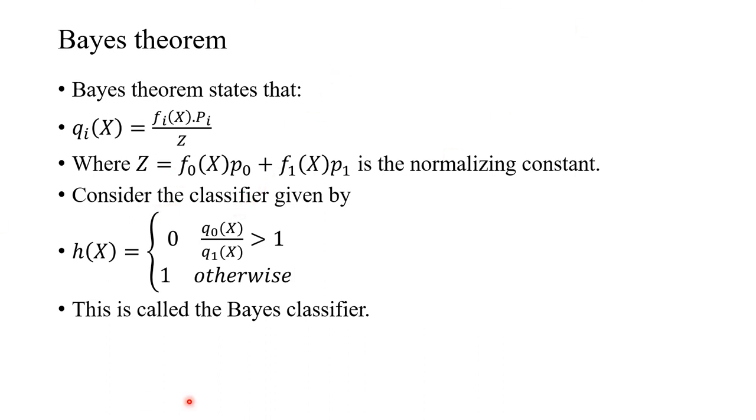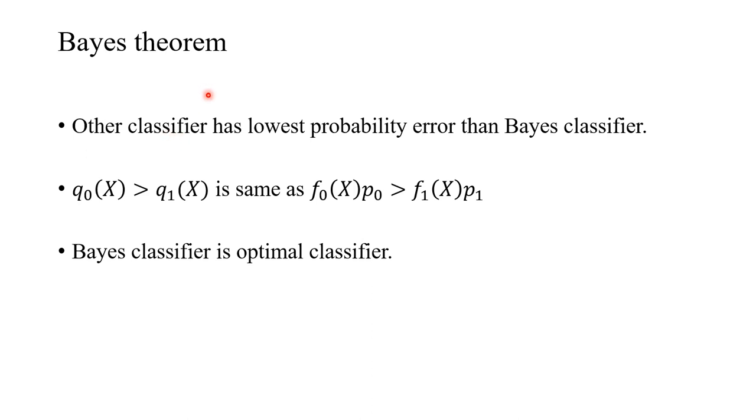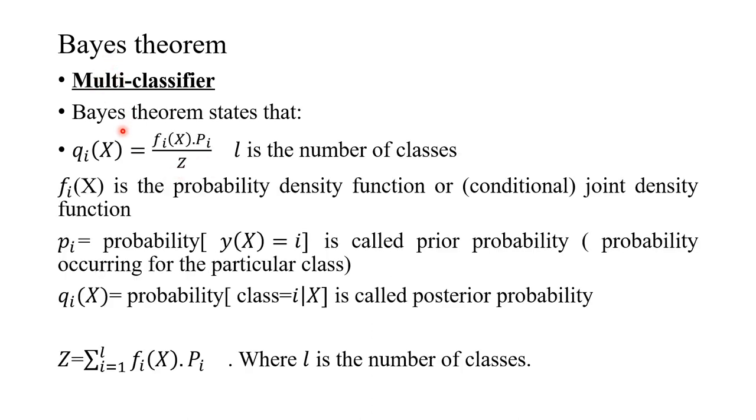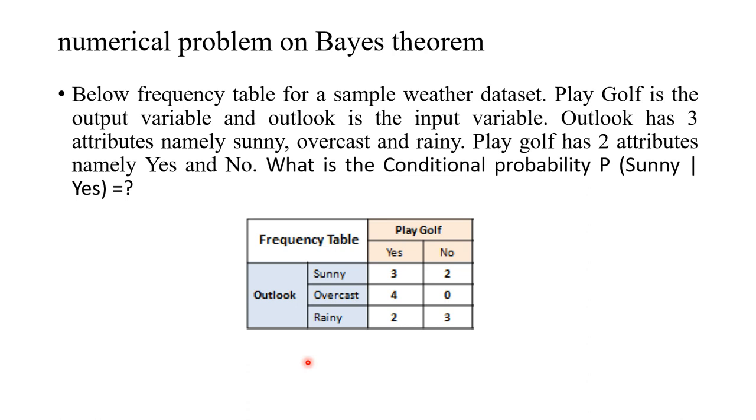So the classifier that gives 0 if q0 is greater than q1, and 1 if q1 is greater, is called the Bayes classifier. No other classifier has a lower probability of error than the Bayes classifier, and it's an optimal classifier for multi-class problems. So qi of x will be the same equation, fi of x into pi by Z, where Z is the sum over i equal to 1 to L for all the classes of fi of x into pi, where L is the number of classes. So we have a problem for that.